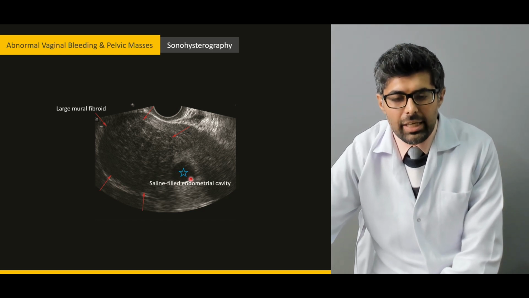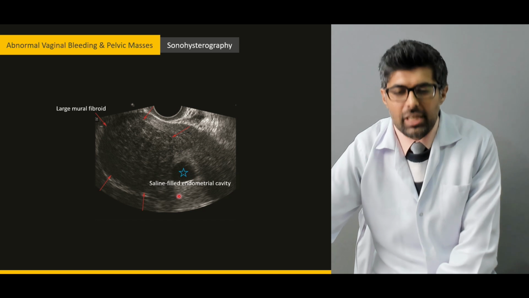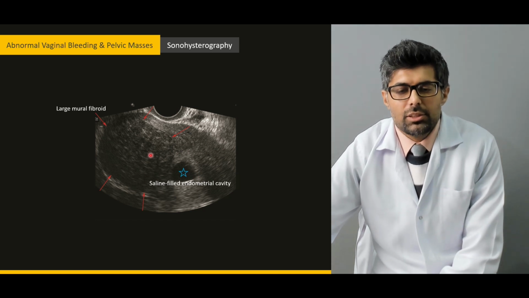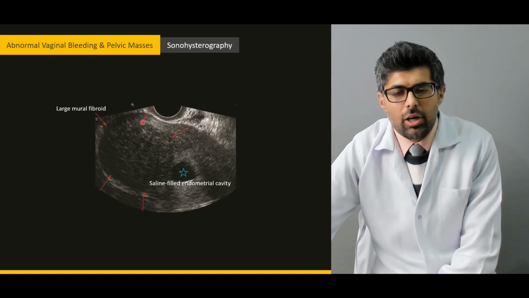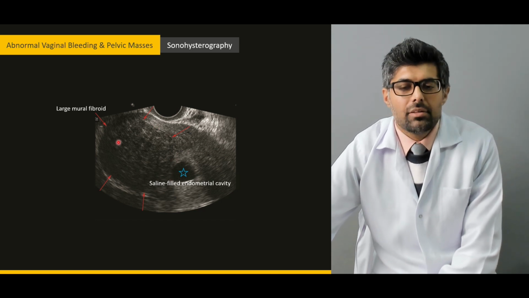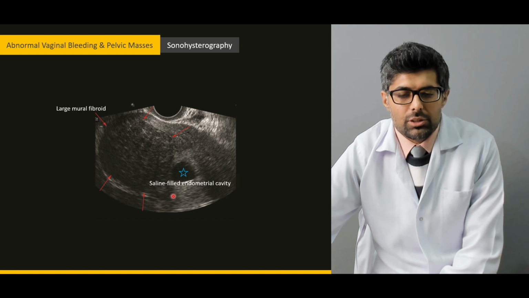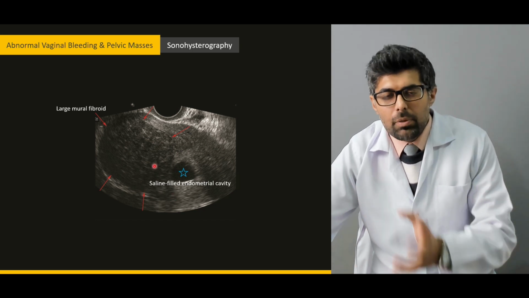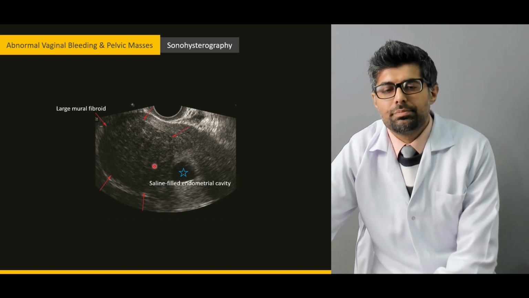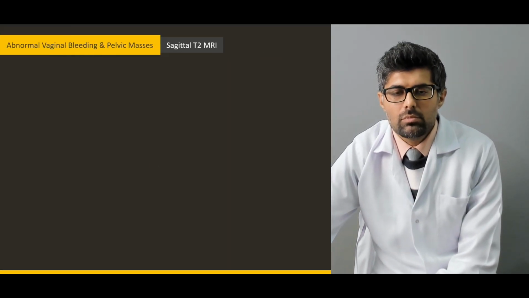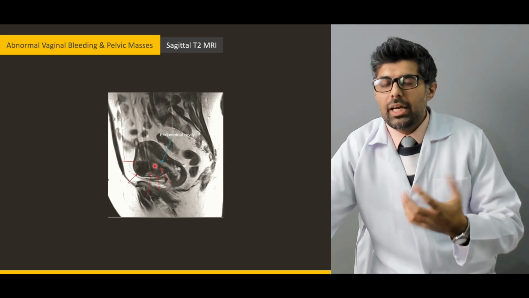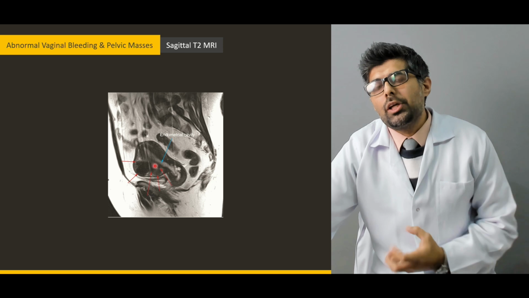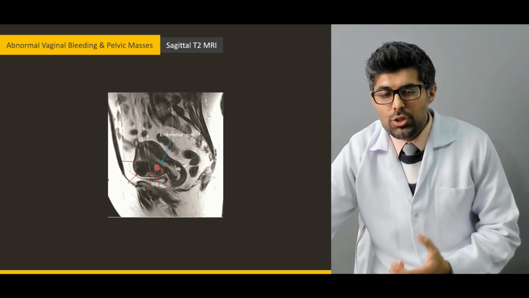So this is again the saline filled endometrial cavity. This is the uterus of the patient, and this is the mural fibroid inside the uterus of that patient, which has given a bulge to the uterus. Next is again a sagittal T2 weighted MRI of the same patient.